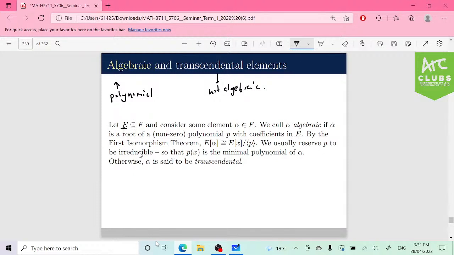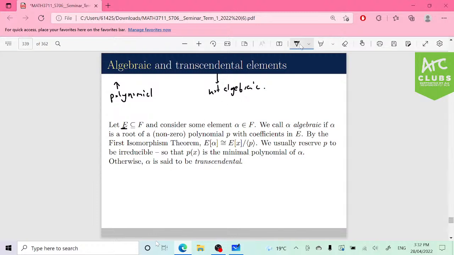And we note that the first isomorphism theorem tells us that when we consider the quotient of P, we get precisely that E(alpha) is isomorphic to E[x] quotient by P. And remember that P is irreducible, implying that the ideal generated by P is maximal. And so as a result, when you consider this entire thing here, you actually form a field.